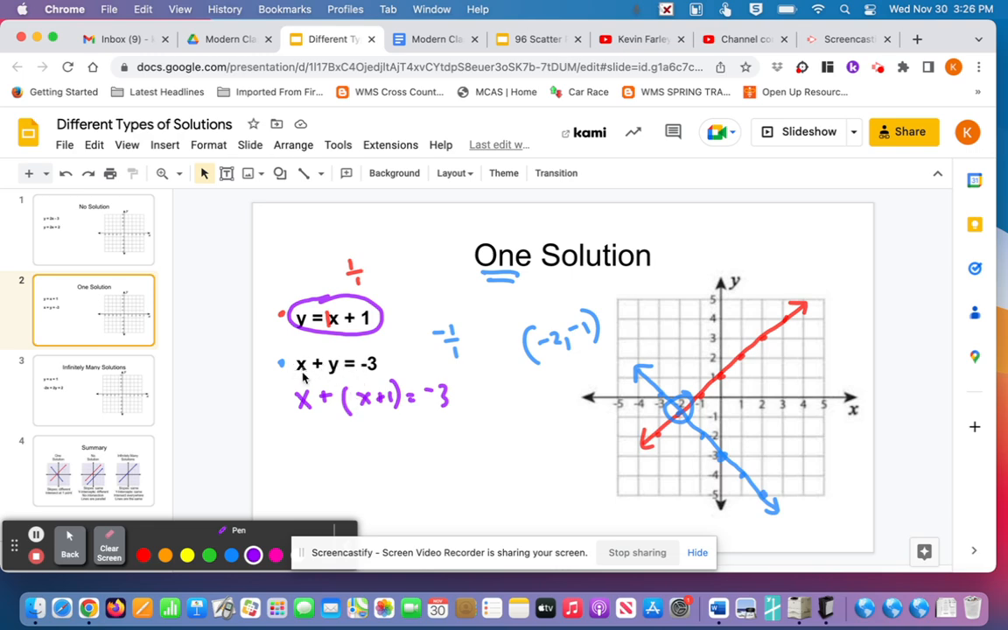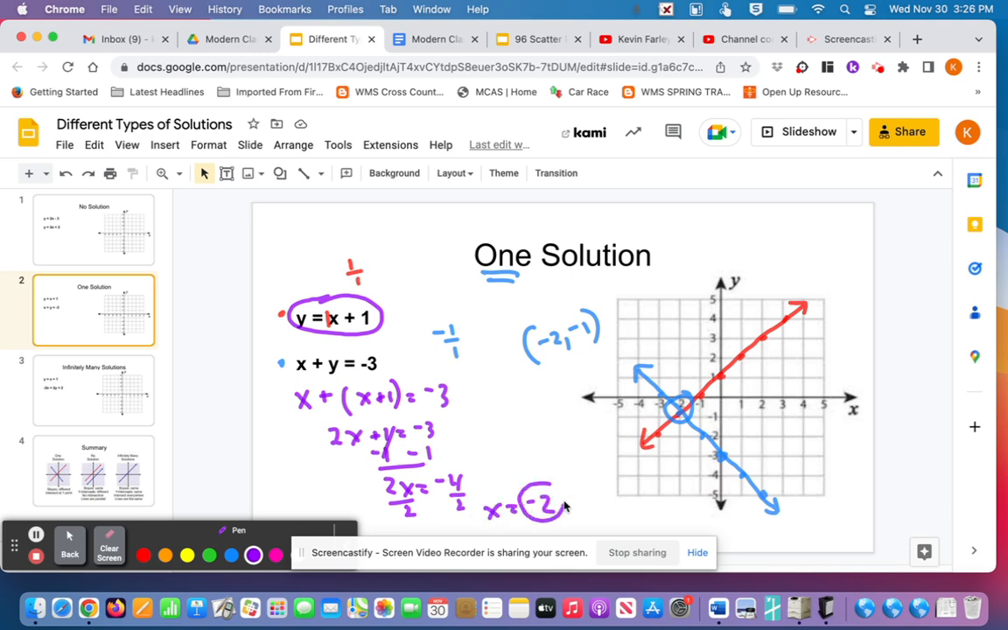Okay, I copy this equation exactly the same, but I substituted in the value for y. So now when I solve it, I have an x and an x, gives me 2x, plus 1 is -3. Subtracting 1 from both sides, I get 2x is equal to -4, and now dividing by 2, x equals -2.